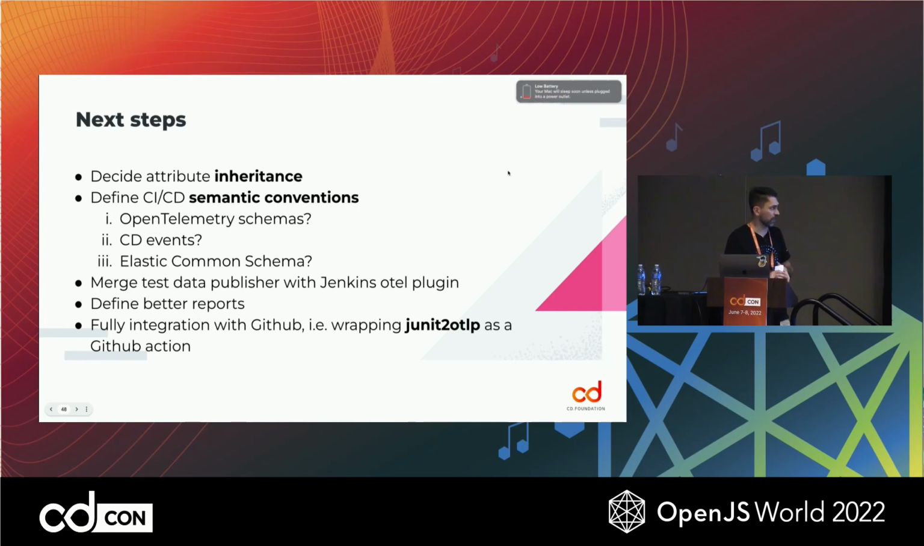And finally, we would like to have a full integration with GitHub. Remember the CLI, the jUnit 2 OTLP? Developers are in GitHub. So they work there. They don't want to switch context to another tool.